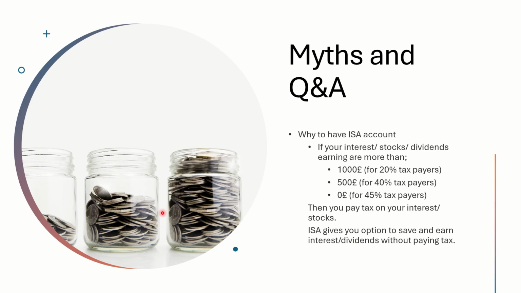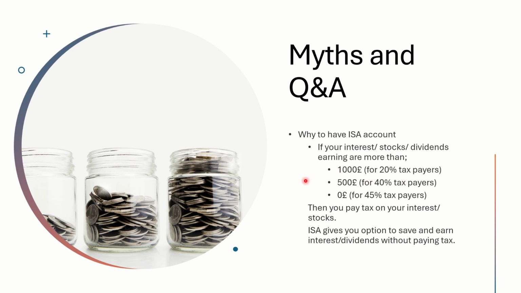The next thing is regarding a myth and a question. Why have an ISA account still? If you are already having savings in your normal savings account, and you are earning interest of up to 1,000 as a 20% taxpayer, then of course you don't need an ISA. But as soon as you start earning more than 1,000 in a year, then you need an ISA, because otherwise you will be paying 20% tax on the amount you earn.